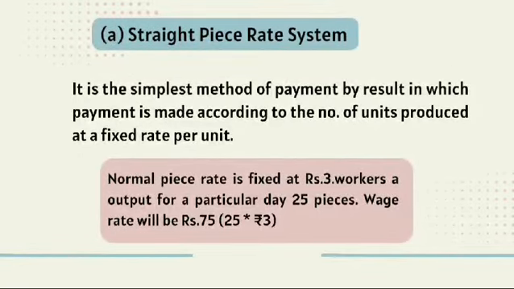In the piece rate system, there are some variations. First one is straight piece rate system. It is the simplest method of payment in which payment is made according to the number of units produced. Here the rate will be fixed per unit. For example, if the rate is fixed at rupees 3 and the worker produces 25 pieces, the wage will be rupees 75. Another type is piece rate with guaranteed time rate, which I have not mentioned here. Here the worker is guaranteed the time rate and gets piece wages more than his time wage earnings.